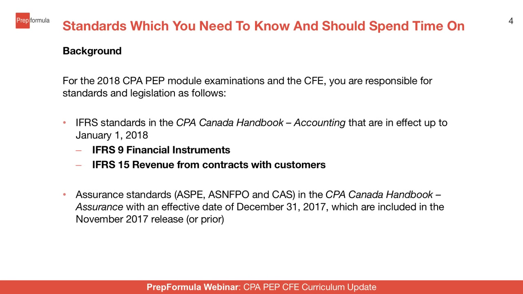Let me explain how I've divided up this webinar. The first portion will be standards which you need to know and should spend time on. Basically, standards you should care about. Then we're going to transition to things that CPA Canada believes you should have some working knowledge of. I call those standards that you kind of need to know and should not spend time on. Also, at the end of the session, I'm going to talk about electives. A lot of people have been emailing me asking, in general, what electives should I take? Many of you may know that as part of CPA PEP you have a choice between 4 electives: assurance, performance management, finance, and tax.